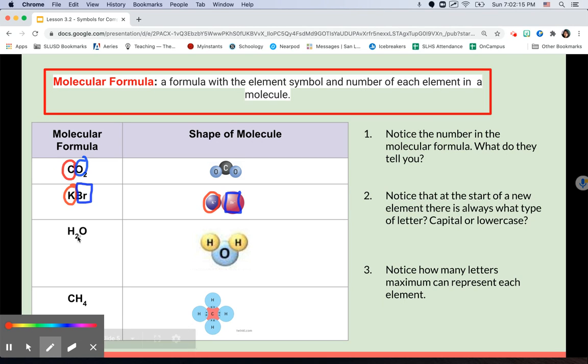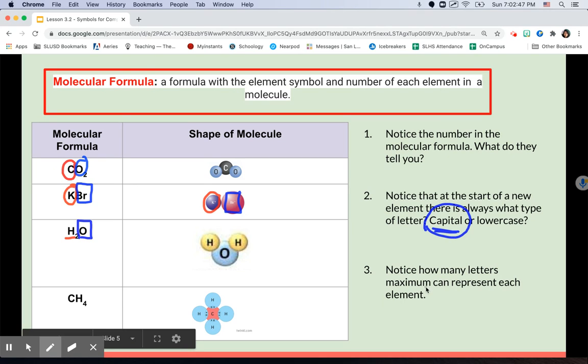Let's do one more. So how many elements are on here? You'll notice that there's an H, right? Then a number, another capital letter. So that means this is a new element. So I have H and O, right? These are my 2 different types of elements. So every time you see the start of a new element in a molecular formula, you should see a capital letter, right?